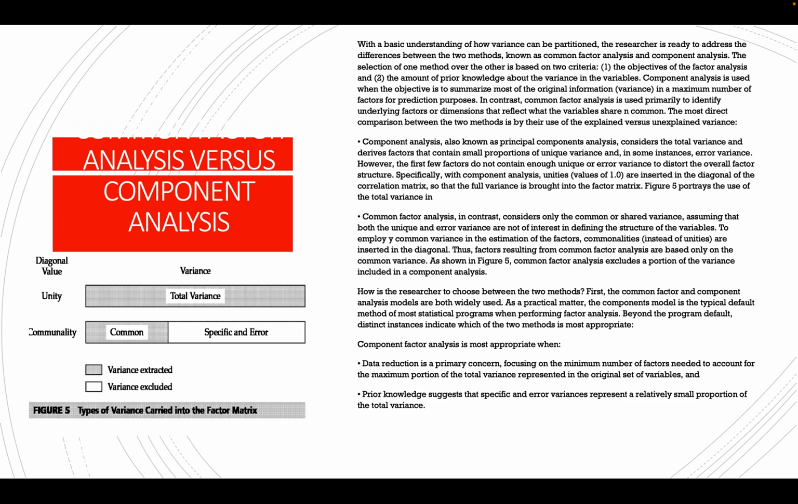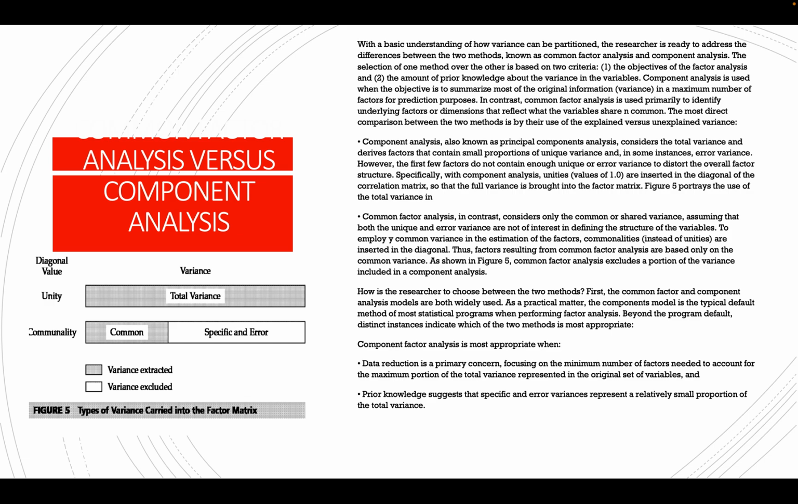What is that? With a basic understanding of how variance can be partitioned, the researcher is ready to address the difference between the two methods known as common factor analysis and component analysis. The selection of one method over the other is based on two criteria. The first is the objective of the factor analysis, and the second is the amount of prior knowledge about the variance in the variables.